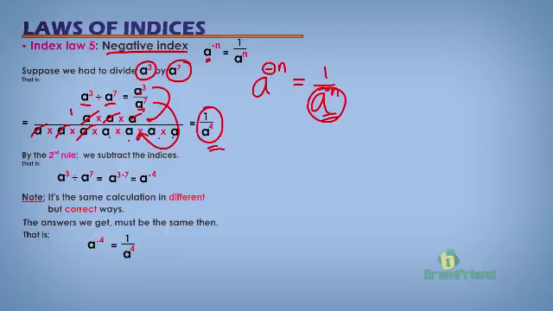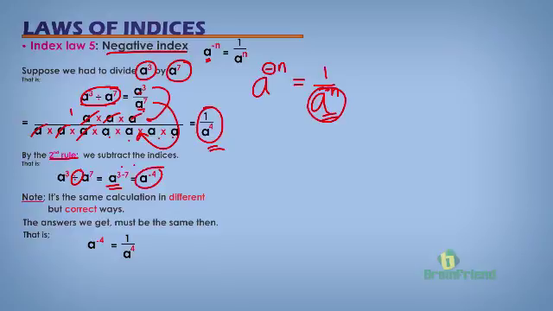Very interesting answer. Now let's try a different approach using the second rule of indices we've learned so far. Remember we said if we divide like bases, we simply subtract the powers. So this same expression here becomes a raised to power 3 minus 7, which of course is a negative answer. So we have a raised to power minus 4.